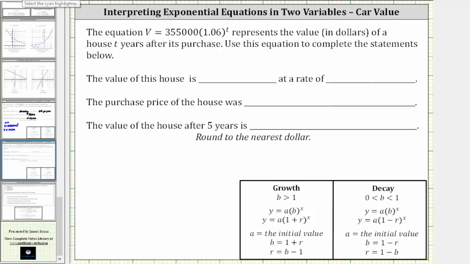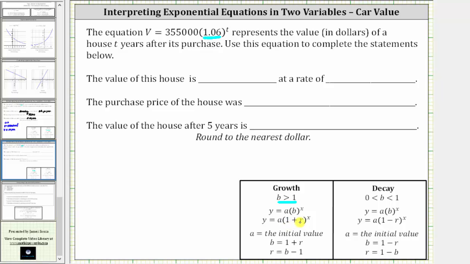Looking at the exponential equation, notice how the base b is 1.06, which is greater than 1, and therefore we have an exponential growth equation, which means as t increases, the value v of the house also increases. When we have exponential growth, the base b is equal to 1 plus r, where r is the growth rate as a decimal per unit of time, or in this case, per year. So the next step is to find the value of r. We can probably look at the base of 1.06 and recognize that r is equal to 0.06.